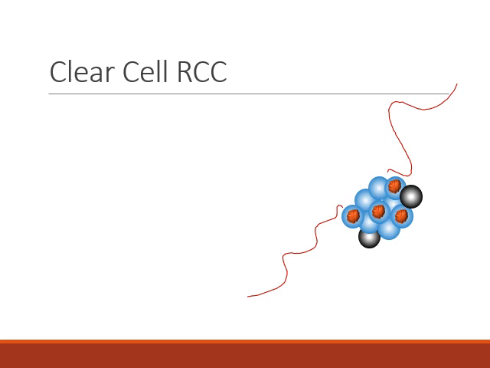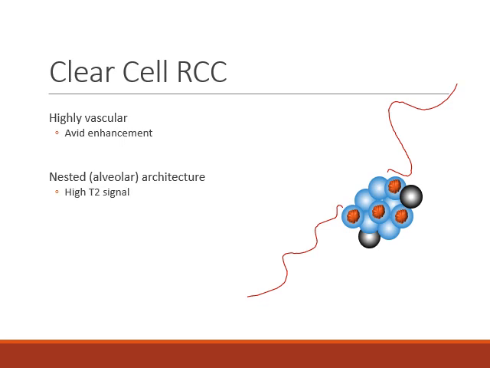The genetics is all very well, but why have I gone through it? I've gone through it for a reason, because without having to memorize anything, you now already know what the imaging features of clear cell RCC will be. We know because of all the pro-angiogenic factors, it's a very, very vascular lesion, so you will get avid enhancement on imaging. This nested alveolar architecture is what gives it a high T2 signal on MR.